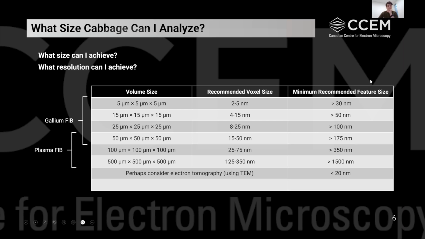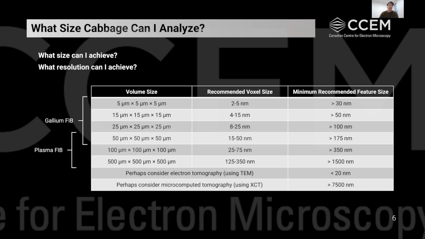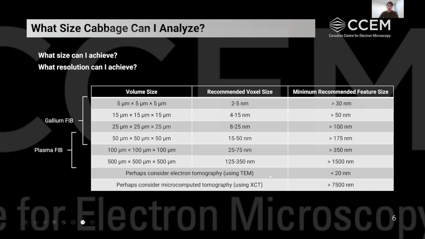If we want to look at features that are smaller than, let's say, 20 nanometers, perhaps we want to consider another technique, something like electron tomography that we can use for 3D imaging using the TEM. Or if we're working with very large features, we need very large volumes. Maybe we want to consider using microcomputed tomography or XCT-based methods instead. But FIB-SEM fills an important niche between these two length scales to be able to do important 3D characterization of our material systems.